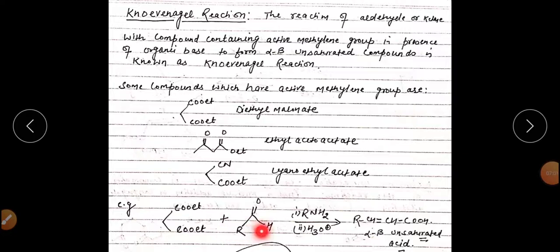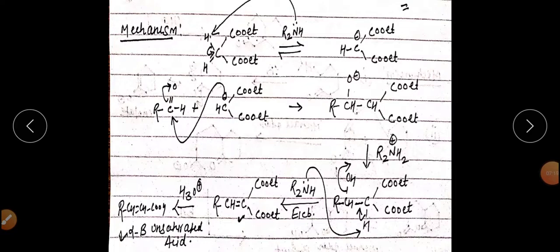For example, in our example we have taken diethyl malonate, and this reacts with an aldehyde in the presence of the base, which upon further hydrolysis will get converted into an alpha beta unsaturated acid, right? The mechanism of this reaction is really very important, and the mechanism will start with the abstraction of the acidic proton, the acidic hydrogen, from the active methylene compound. The base will abstract the H from this one and it will get converted into this, which is the enolate formation, right?